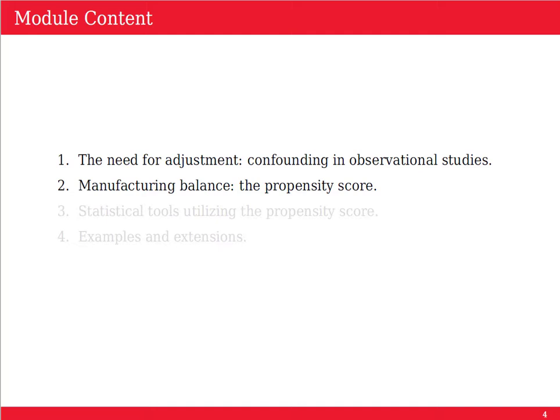And I'll introduce the propensity score from first principles and demonstrate how the propensity score is basically motivated by the need to manufacture balance in the observational study data. So having introduced the basic concept of the propensity score, I'll then go on to demonstrate how standard statistical tools such as regression or standardization or weighting methods can be adapted to utilize the propensity score in a rather straightforward way to facilitate the causal answers that we want to obtain from our observational data.